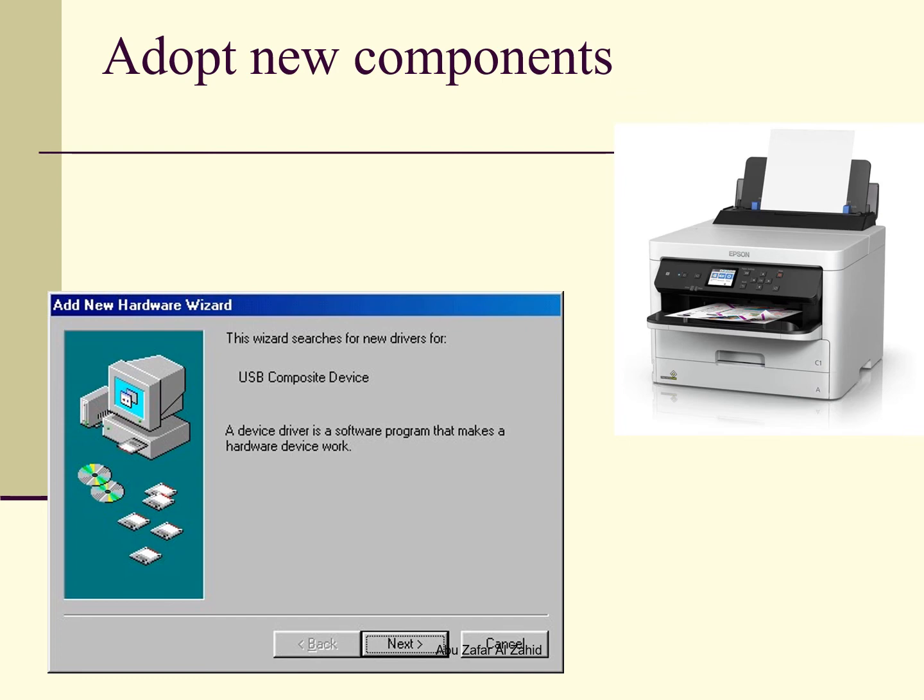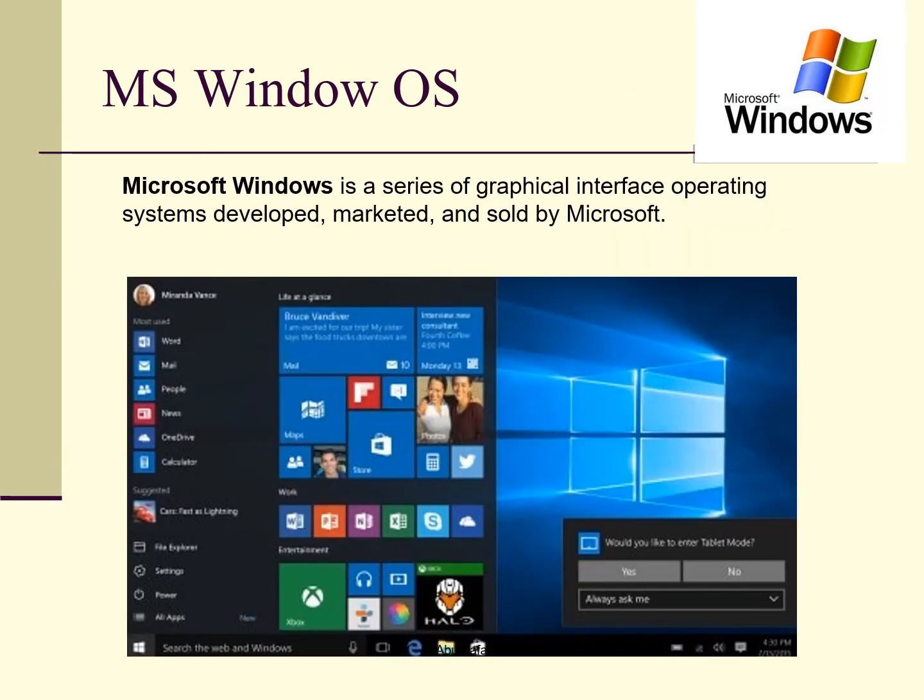Besides this, the operating system is also used in adapting new components. Like if we want to attach a new printer to our computer, then it must be adapted by the operating system. Let's discuss various types of operating system. We all use the Microsoft Windows operating system. Basically, it is a series of graphical interface operating systems which is developed, marketed, and sold by Microsoft.